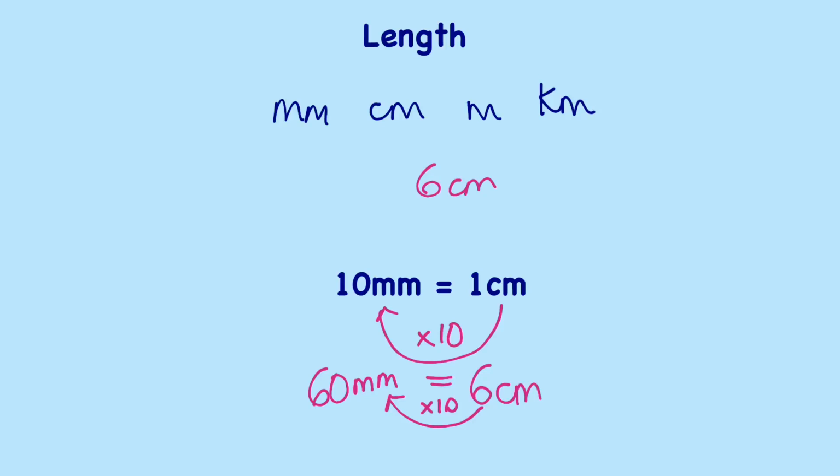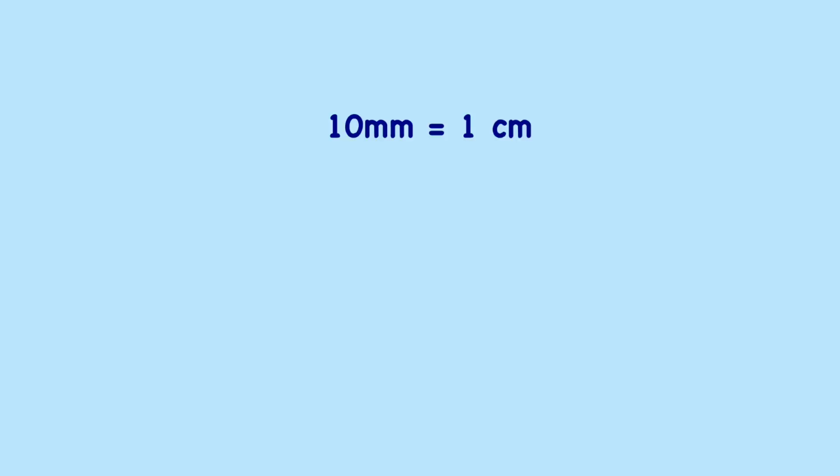What about if I wanted to do the opposite? What about if I already knew that my pencil measured 60 millimetres and I wanted to work out what that was in centimetres? So this time I'm going from millimetres to centimetres, and to get from 10 to 1, I can see that I need to divide by 10. So if I have 60 millimetres, I divide by 10, do the opposite, and I get 6. So let's recap that. If I want to convert from millimetres to centimetres, I need to divide by 10. And if I want to go from centimetres to millimetres, I need to times by 10.